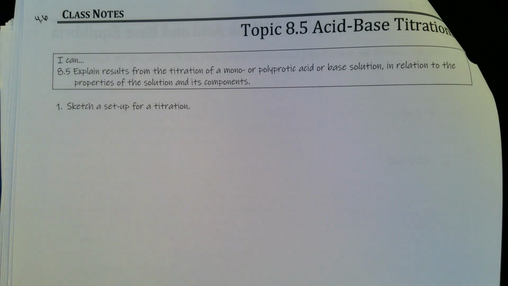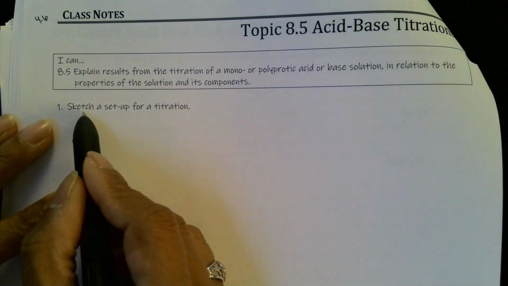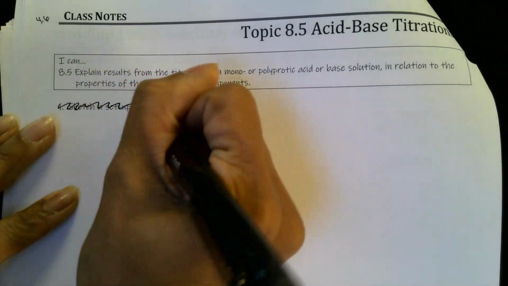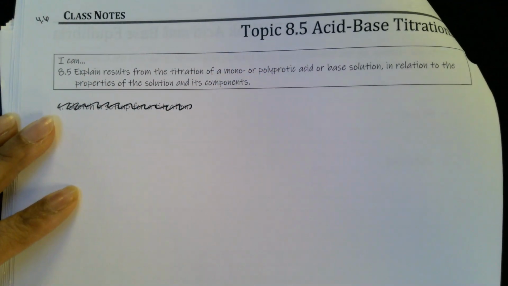I'm going to do some calculations for topic 8.5 acid-base titrations. My apologies if this looks slightly different than what your actual sheet looks like. So here, we're going to sketch a setup for a titration. So actually I'm going to cross this out and we're just going to focus in on some calculations.